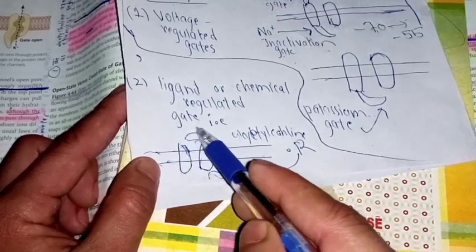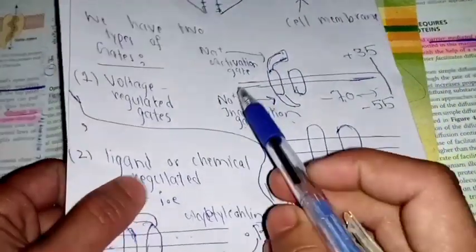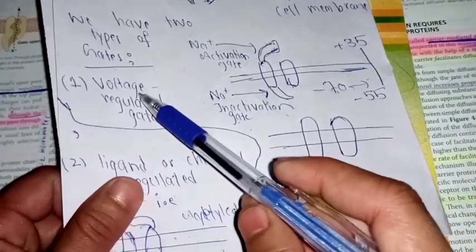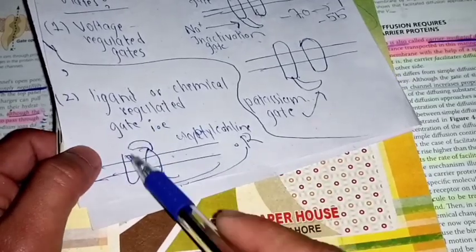This gate is controlled by a chemical, for example, a neurotransmitter. And the gates of sodium and the gates of potassium are controlled by the ionic distribution. That is why they are called voltage regulated gates, and that is why this is called the chemical or ligand regulated gate.